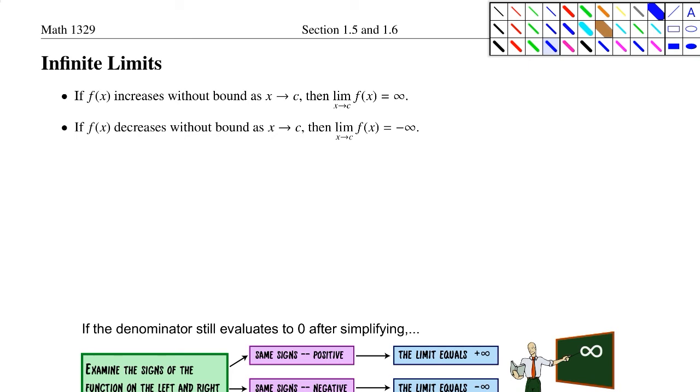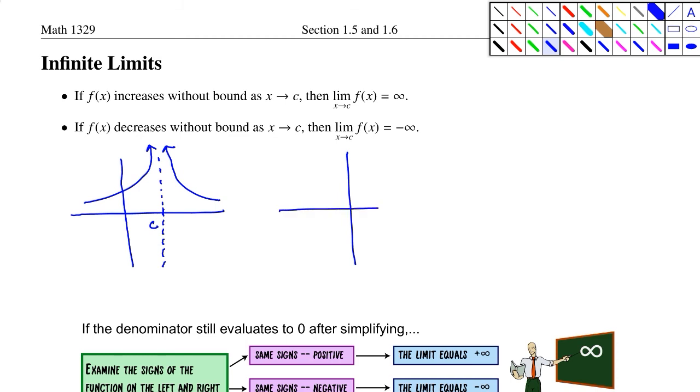So what this looks like on a graph would be something like this. You would have like a vertical asymptote here at x equals c. That means as you get closer to c, then the function increases without bound on both sides and goes to infinity. And let's suppose that we have another one here. And the function decreases without bound on both sides. Then that one would be the limit as x goes to c of f of x is equal to negative infinity.